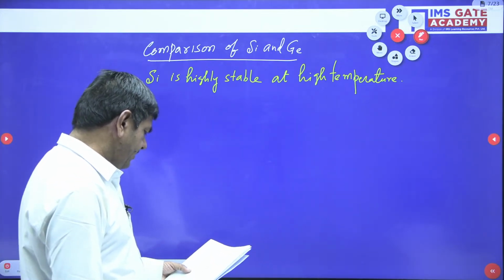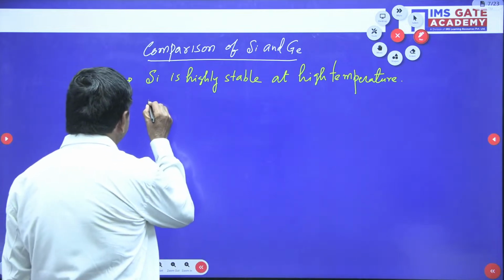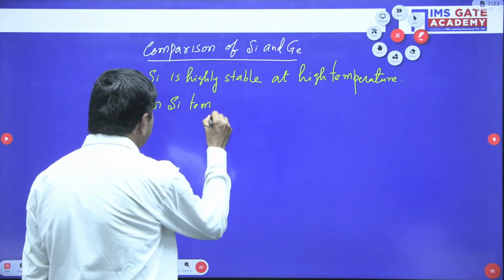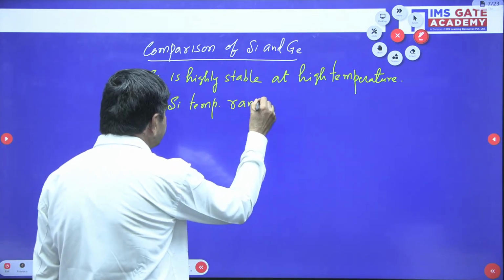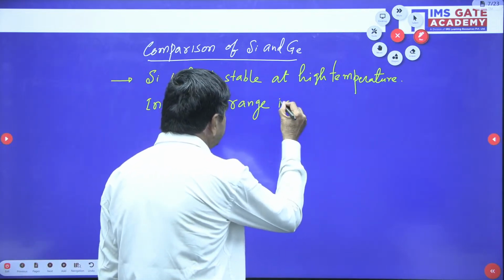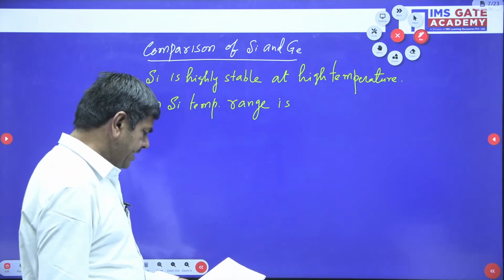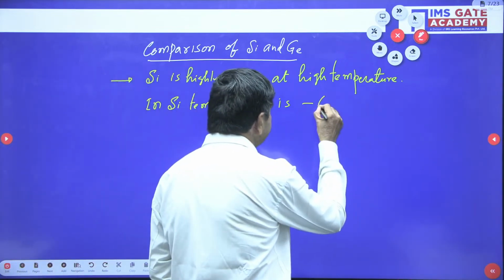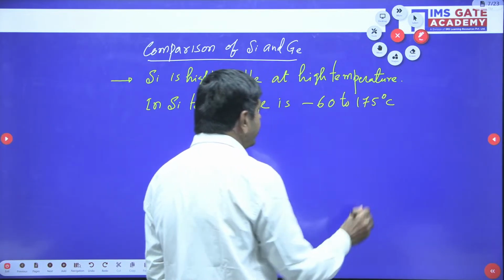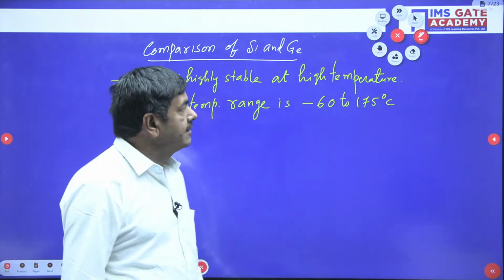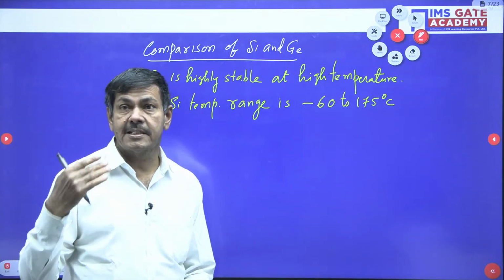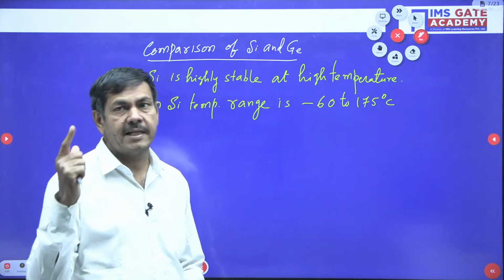In silicon, the temperature range, that means within this range of temperature it can withstand, is minus 60 to 175 degrees centigrade. Within this temperature it will be stable. That means up to 175 degrees centigrade it can withstand.